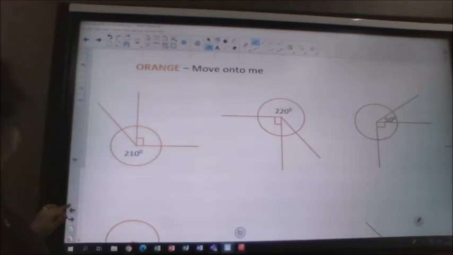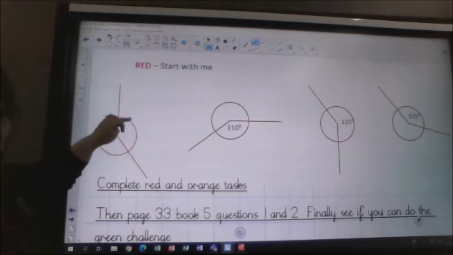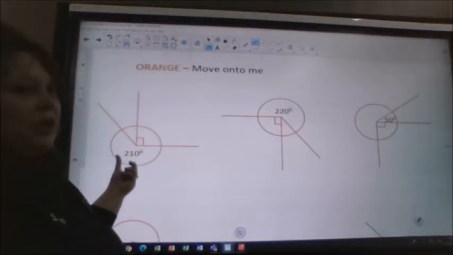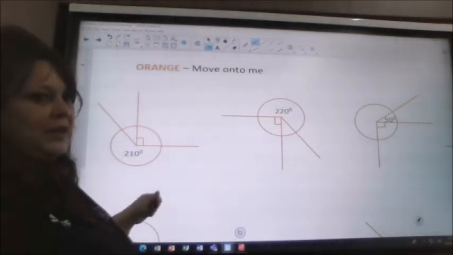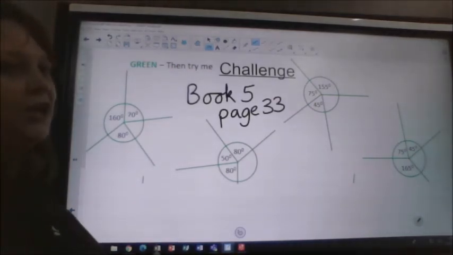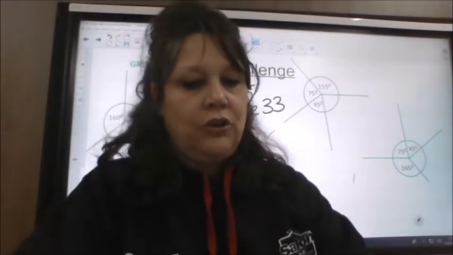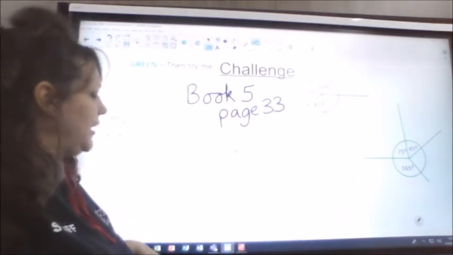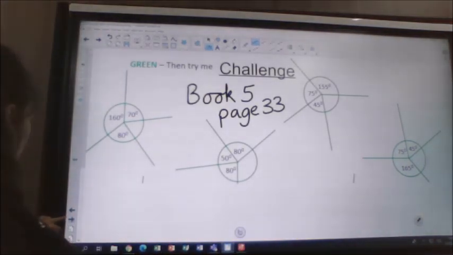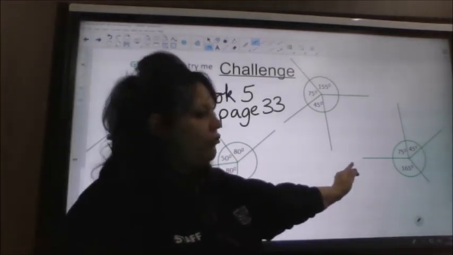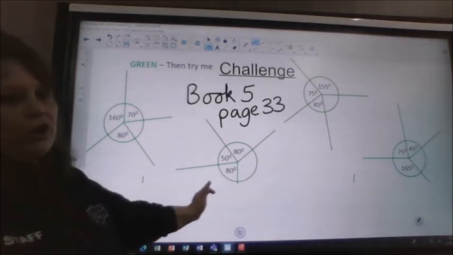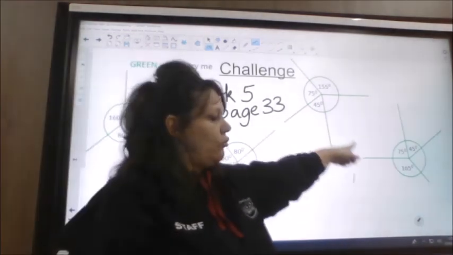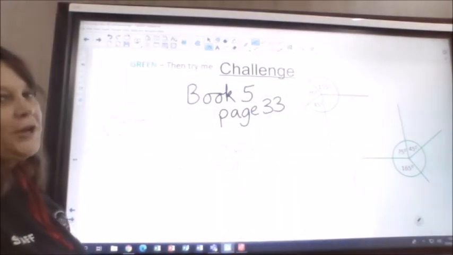Okay, you are going to start with the red. Take away from 360. Then go to the orange, so you've got to do a little bit of an addition and then take away from 360 like I've shown you. Then you're going to go to your book and do questions 1 and 2. And then finally, you are going to go on to this challenge. So you've got more than one addition that you need to do and then see what the missing angle is that you have got.